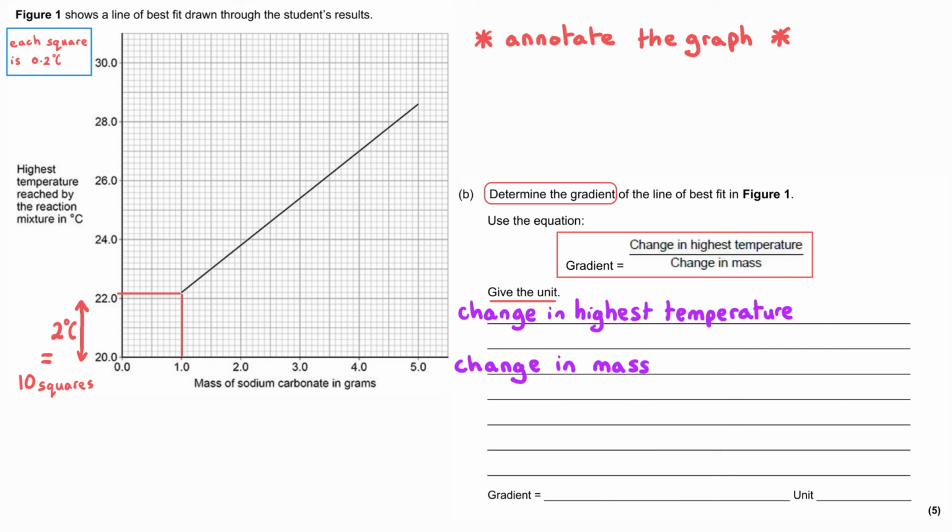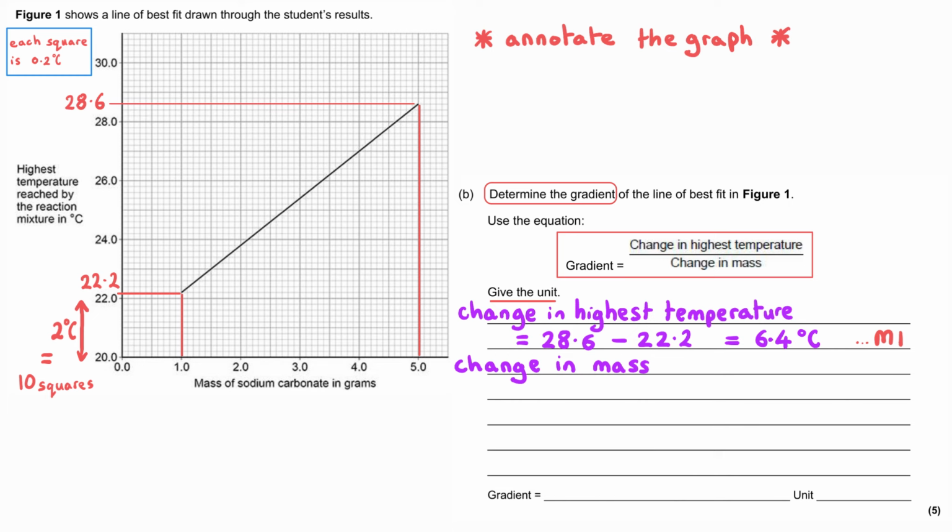And so that means we're at 22.2. And then for the maximum for 5 grams, we find 5 grams, we read up to the line, and then we read across, and we get 28 plus 3 little squares, so that is 28.6. And so our temperature change is 28.6 minus 22.2, which gives us 6.4 degrees C as our change in highest temperature. This gets us our first mark.